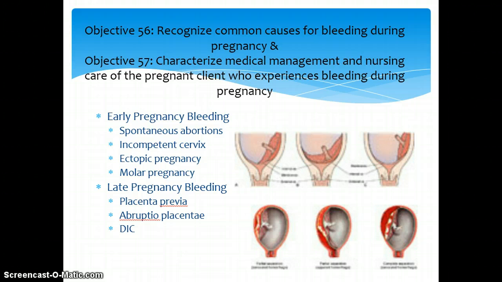Objectives 56 and 57 are to recognize common causes of bleeding during pregnancy and characterize medical management and nursing care of the pregnant client who experiences bleeding during pregnancy. Early pregnancy bleeding is usually caused from either spontaneous abortions, an incompetent cervix, ectopic pregnancies, or molar pregnancies. Late pregnancy bleeding is usually from placenta previas, abruptio placentae, or abruptions, or DIC, disseminated intravascular coagulation.